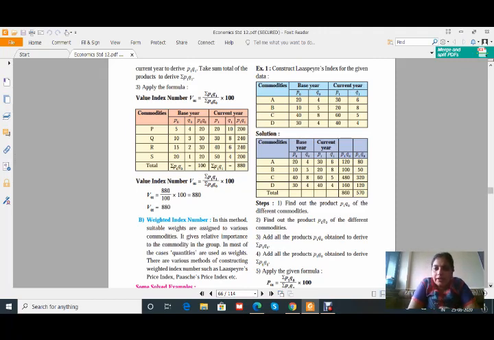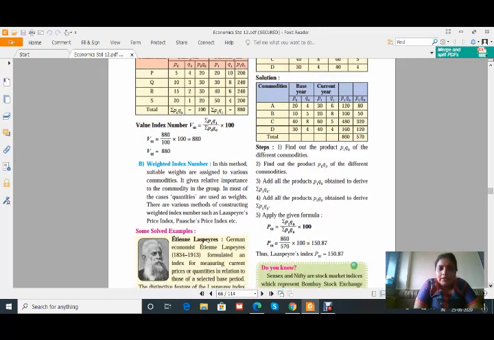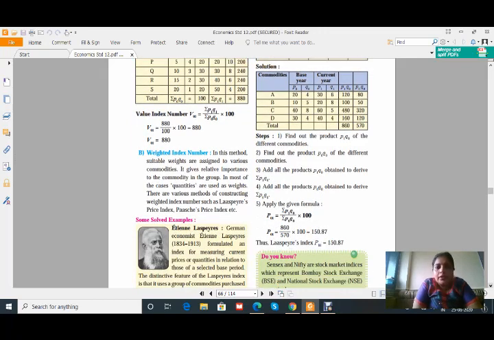Now the weighted index number. What is meant by this? In this method, suitable weights are assigned to various commodities. It is given that it gives relative importance to the commodity in the group. That means some weight has been given and that weight we have to consider.